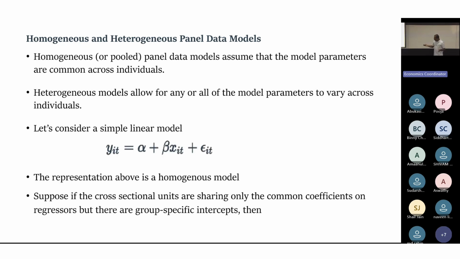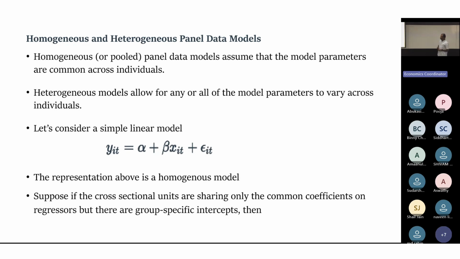Let me finish this, then I can come. We can classify the existing panel models into two different sets. One is the homogeneous panel model, another one is the heterogeneous panel model. What is a homogeneous panel model? It is also called the pooled panel data model. The simple idea is that the estimated parameters of the homogeneous panel model are the same for all the observations you are using.